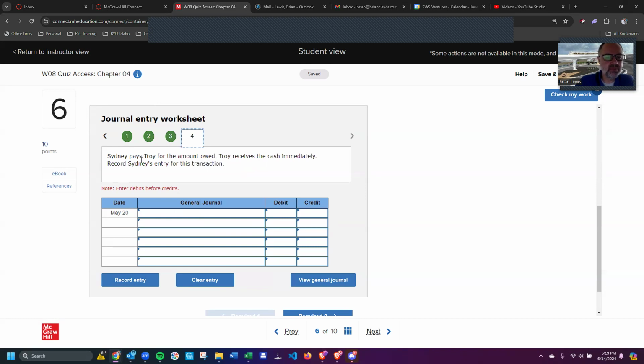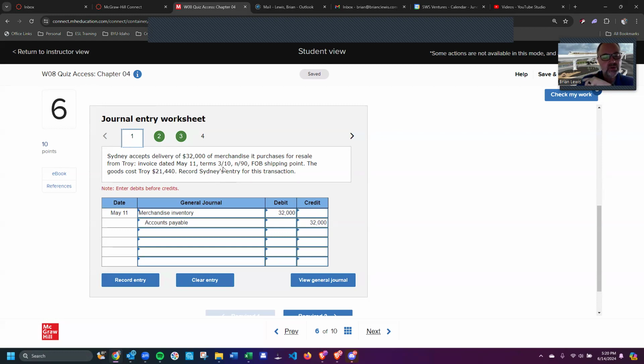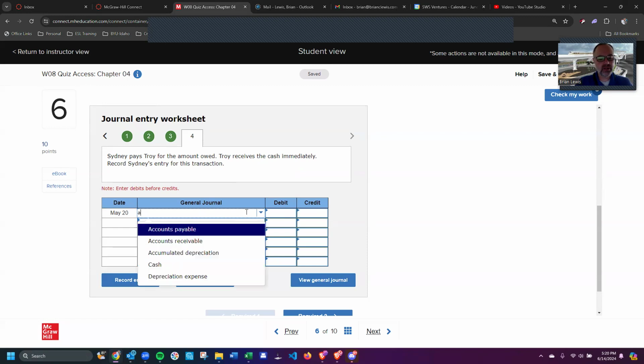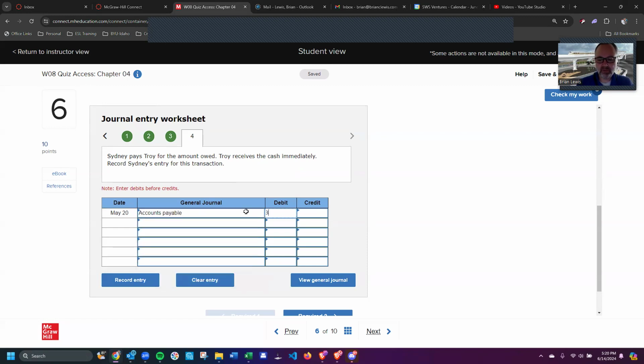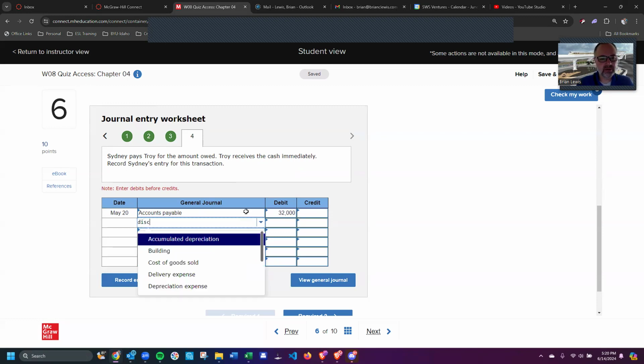Okay, and then lastly, Sydney pays Troy for the amount owed. This is on the 20th. Now, to go back here, that would be 9 days. So it's within the discount period. So 3% of this 32,000 is going to go to discounts, and the rest is going to go to pay off the balance. So first of all, we're going to do accounts payable, because that's going to be for the full $32,000. Now, the nice thing is we're going to have a discount.